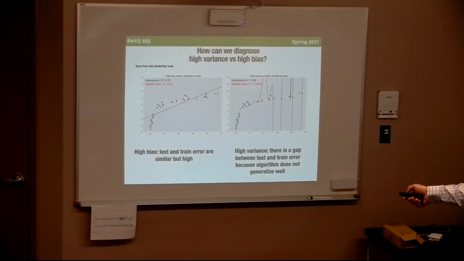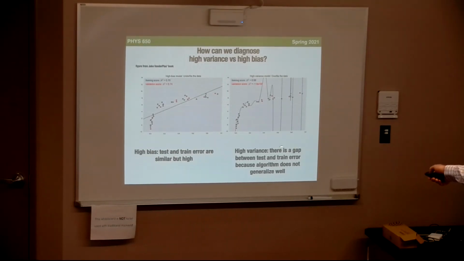So this is a high bias. The train and test errors are similar. So the chi-squares are 0.7. There's a lot of space between your model and the data, but they're similar, but they're high.